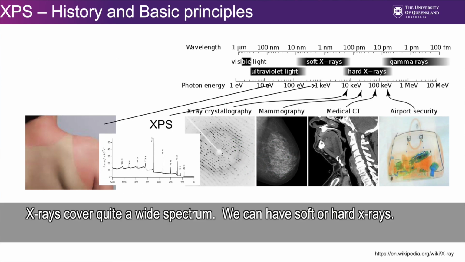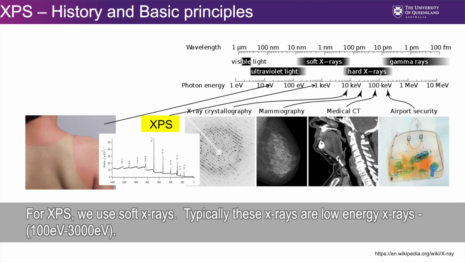So when we talk about XPS and X-rays, X-rays cover quite a wide spectrum. We can have soft X-rays, we can have hard X-rays. For XPS, we use soft X-rays. Typically these are low energy X-rays. We're talking about 100 electron volts to 3000 electron volts.